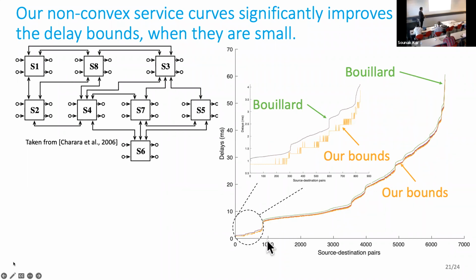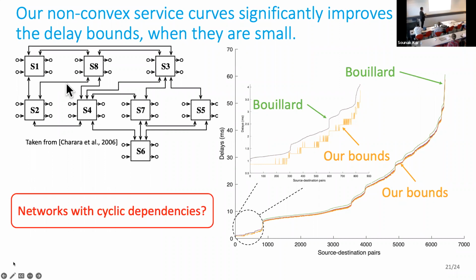But the part that I'm interested in is for these flows. Here I plotted the zoomed version of delay bounds of flows with the lowest delay bounds. As you see, when the delay bounds are very small, we have a significant improvement, a considerable improvement. And that is thanks to our non-convex strict service curve. The takeaway message here is when we use non-convex strict service curve and when the delays are very small, that could bring a considerable improvement.